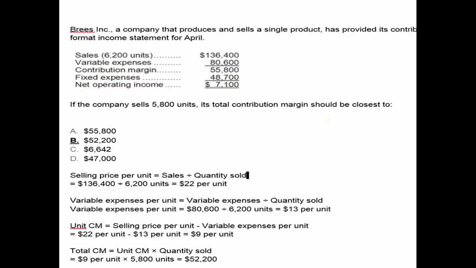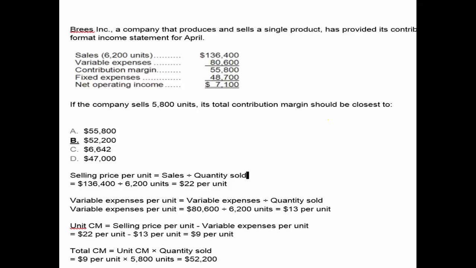But let's just take a look, and we say that Breeze Inc., a company that produces and sells a single product, has provided its contribution format income statement, and we have our sales, our variable expenses, and our contribution margin of $55,680. We take off our fixed expenses, and they're telling us we have operating income left of $7,100. If we sold 5,800 units, what would be the contribution margin?